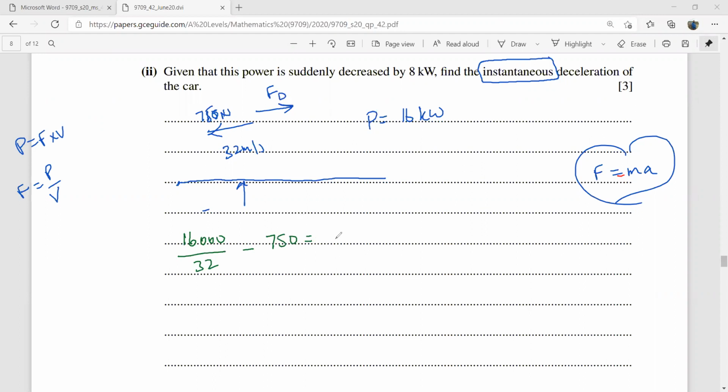And what was the mass? 1250. And you have to find the acceleration here. Okay, so please calculate this. This is minus. Okay. So your answer is going to be 0.2. That is the deceleration, 0.2 meter per second square. Okay, that is the deceleration.